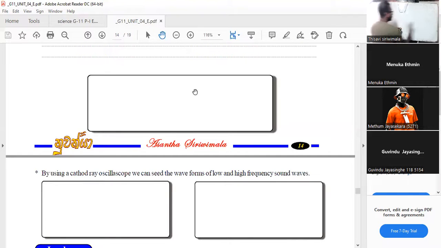So first I am going to draw the center line. Then take your ruler, measure 1 centimeter from the center line and mark a small dotted line.